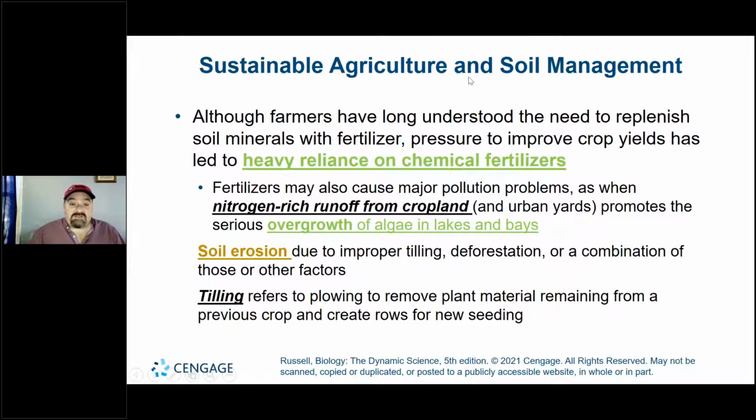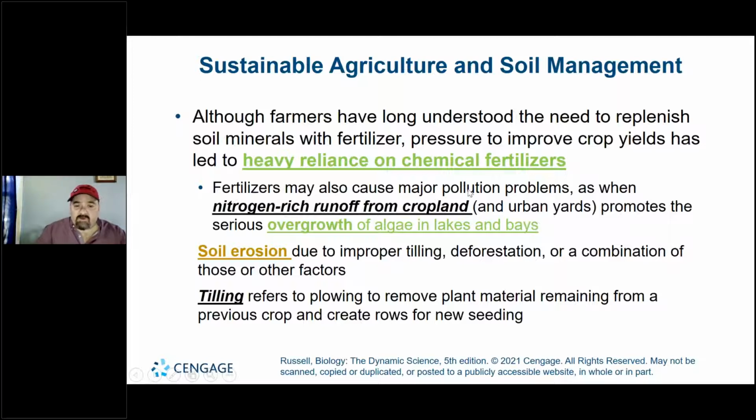You'll see here, as far as sustainable agriculture and soil management, heavy reliance on chemical fertilizers. However it may be, in order to make a living, right? You need to grow, and there are times when the soil is depleted after so many generations of working the soil that you do need fertilizer. So although farmers have long understood the need to replenish soil minerals with fertilizer, pressure to improve crop yields has led to heavy reliance on chemical fertilizers. Okay, and so that's a challenge indeed.